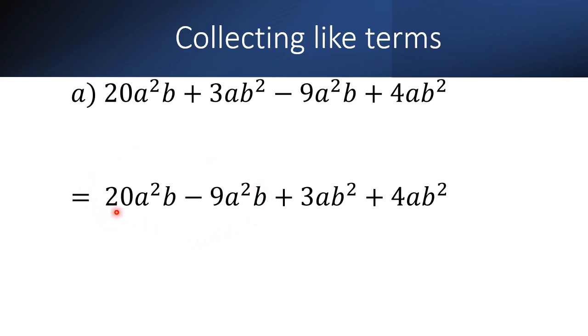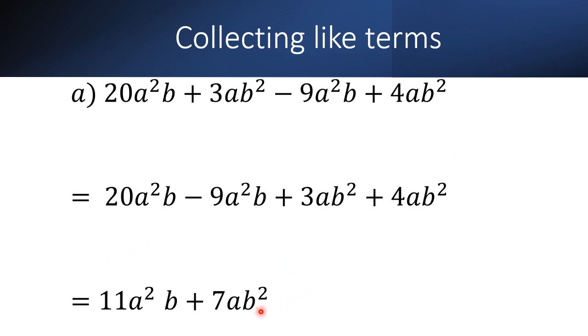Now realize that we have 20a squared b minus 9a squared b plus 3ab squared plus 4ab squared, because we have simply grouped the like terms together. And once we have grouped the like terms together, we can then add our like terms. So 20a squared b minus 9a squared b will give us what? That will give us 11a squared b. And 3ab squared plus 4ab squared will give us what? 7ab squared. So when we add the like terms together, that is what we have.